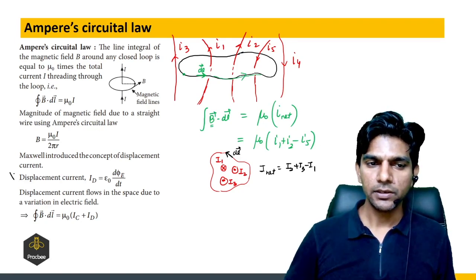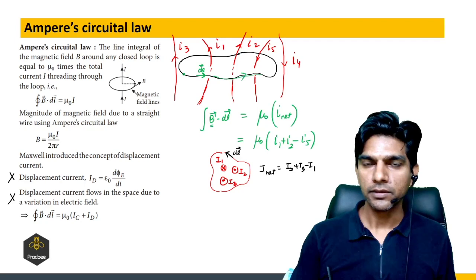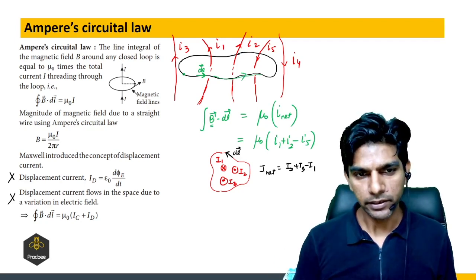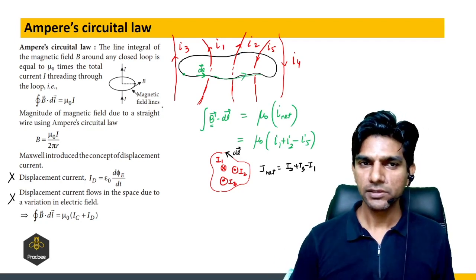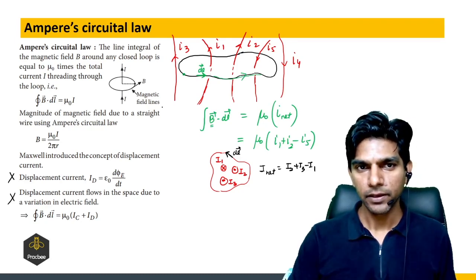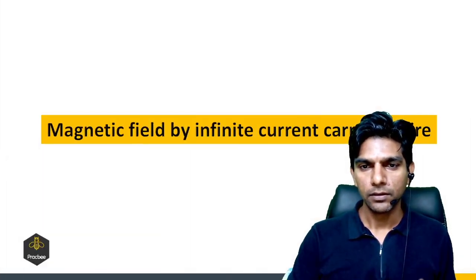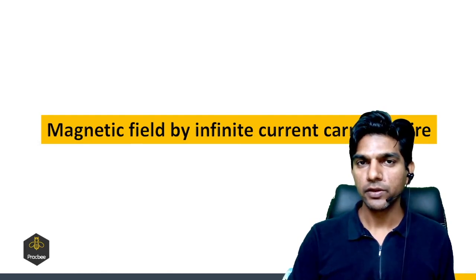And this displacement current I will cover in a separate video when we cover electromagnetic radiation. So I hope it is clear to you. Now let us see how we can apply Ampere's circuital law to find the magnetic field of an infinite current carrying wire.